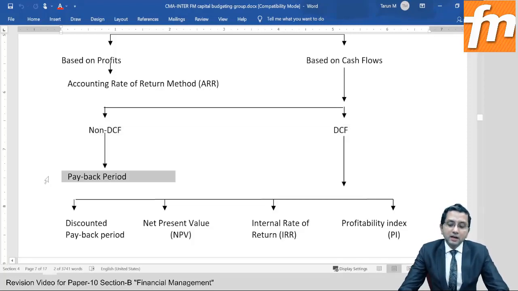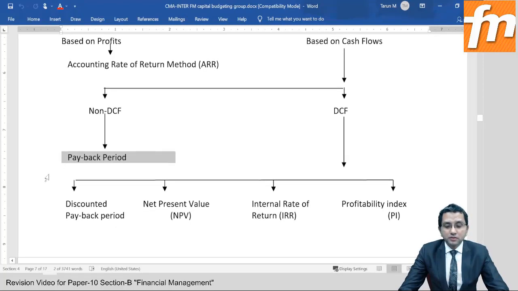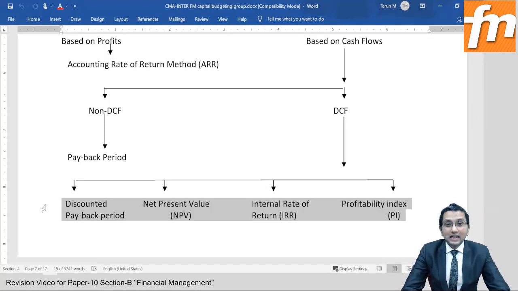In non-DCF, we have only one technique named the payback period method. Here you don't calculate the present value of cash flows. Under DCF techniques, you have four methods: the discounted payback period method, net present value method, internal rate of return method, and profitability index method. The most important method here is the net present value method. In examination, the highest probability of a method being asked is the NPV method.